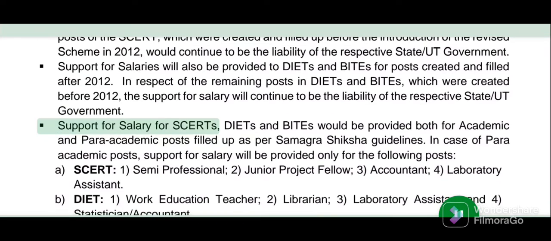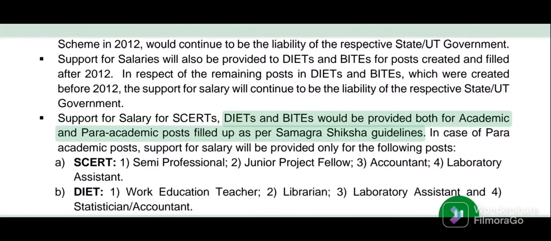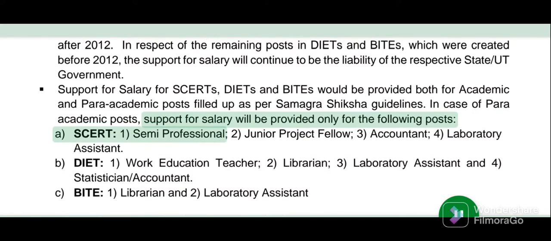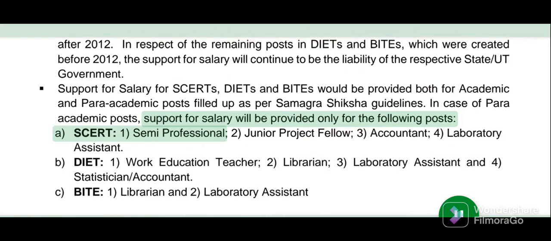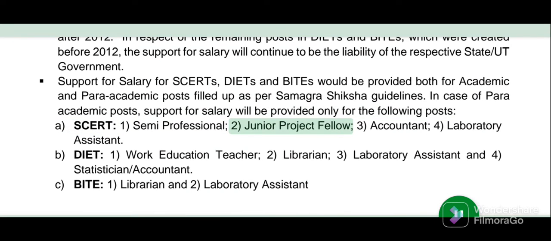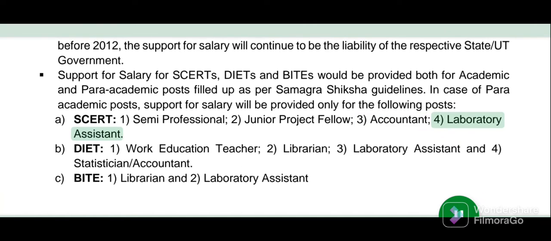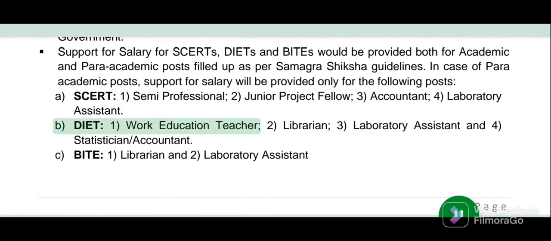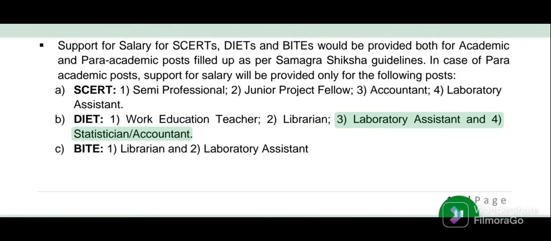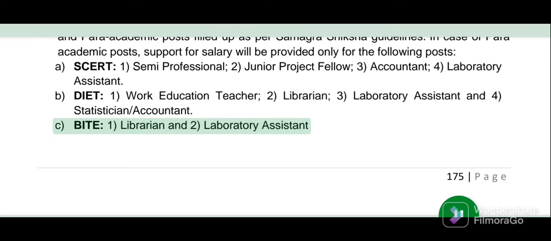Support for salary for SCERTs, DIETs and BITEs would be provided both for academic and para-academic posts filled up as per Samagra Shiksha guidelines. In case of para-academic posts, support for salary will be provided only for the following posts: A. SCERT: 1. Semi-professional, 2. Junior project fellow, 3. Accountant, 4. Laboratory assistant. B. DIET: 1. Work education teacher, 2. Librarian, 3. Laboratory assistant and 4. Statistician accountant. C. BITE: 1. Librarian and 2. Laboratory assistant.